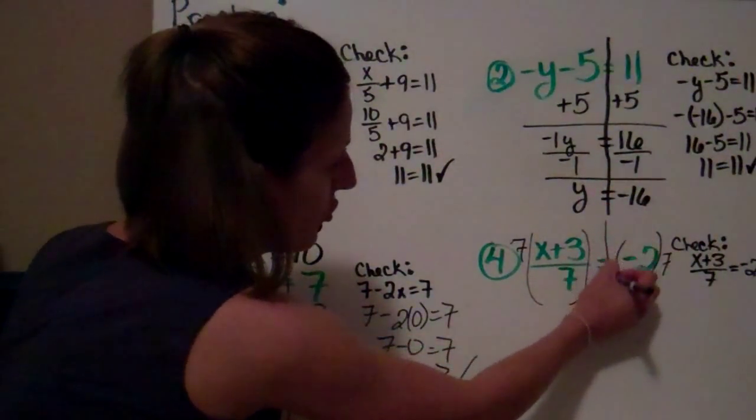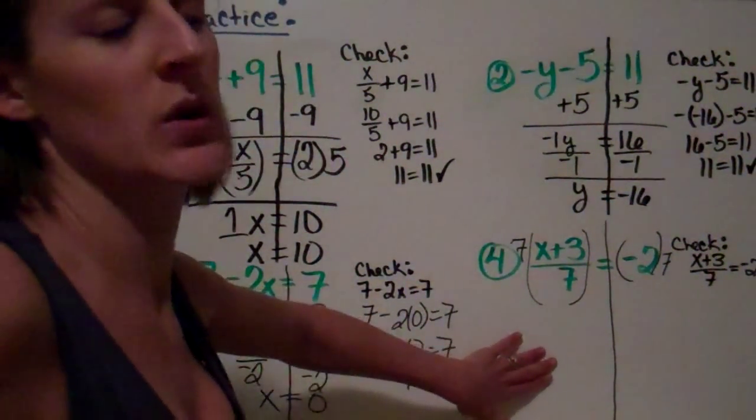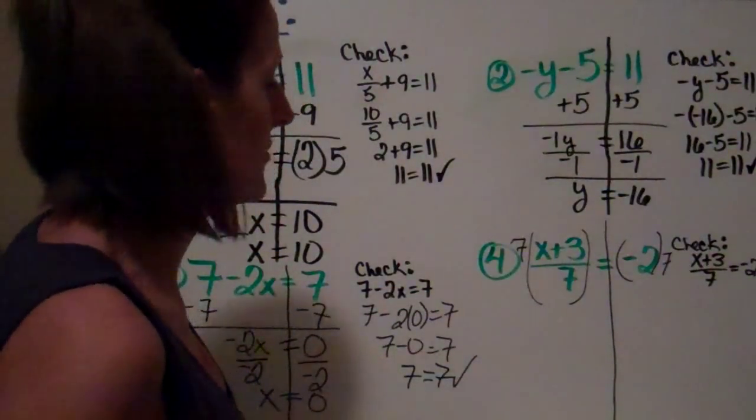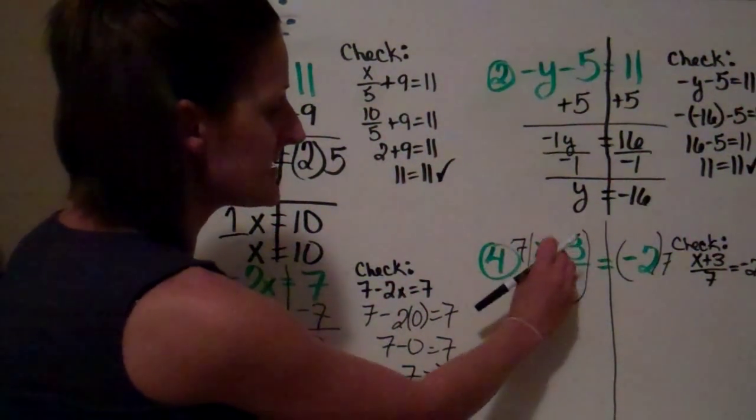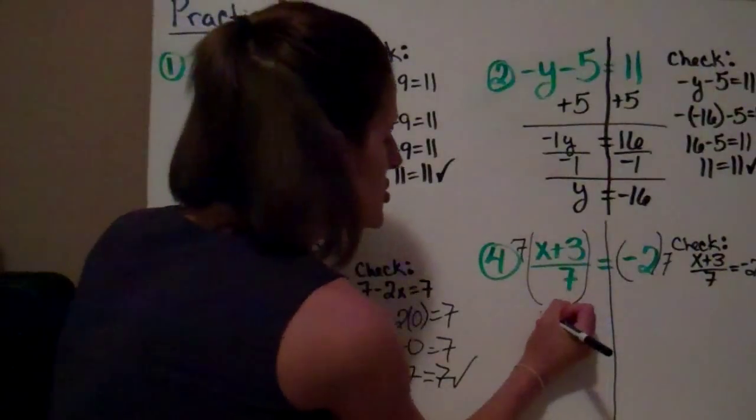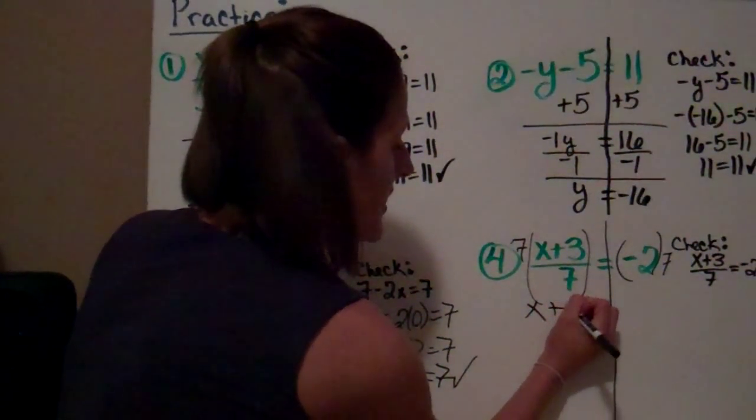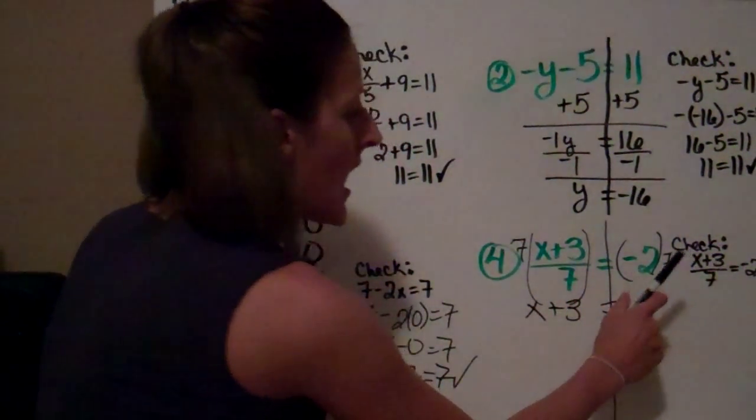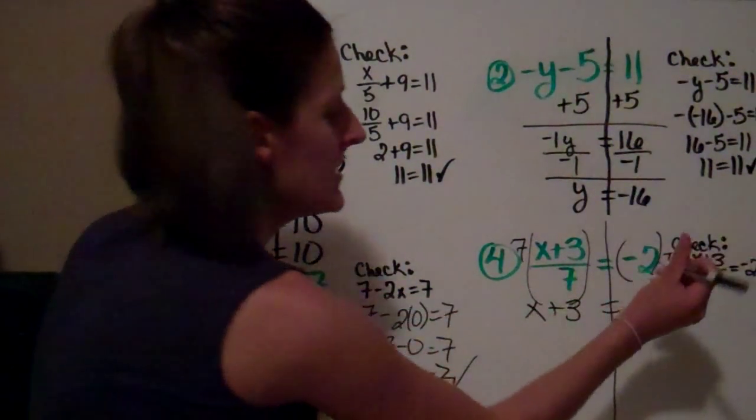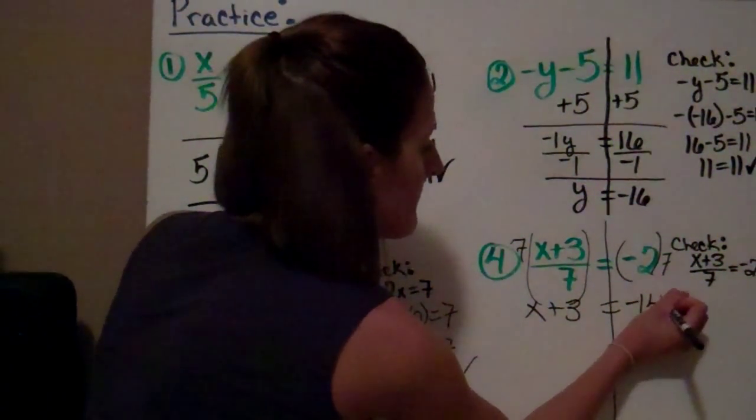Remember, draw your line so you make sure that you're doing to one side and to the other. Now 7 times x plus 3 divided by 7 just gives me x plus 3. And negative 2 times 7 gives me a negative 14.